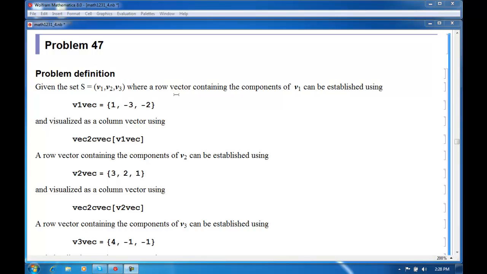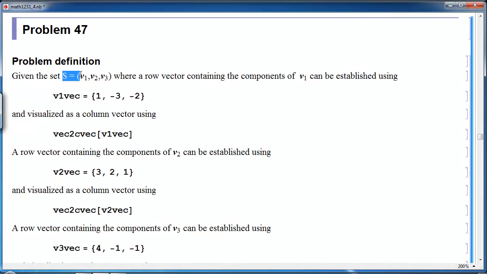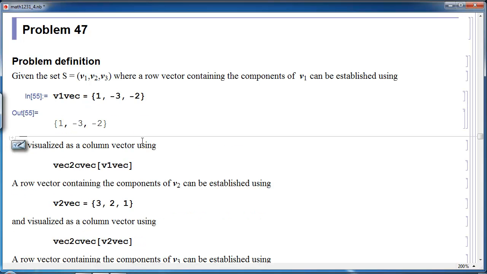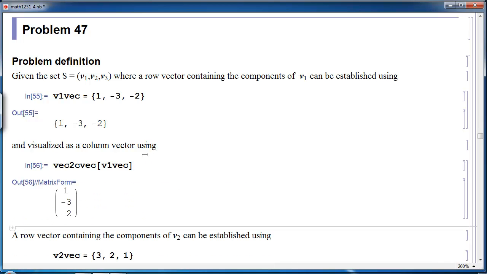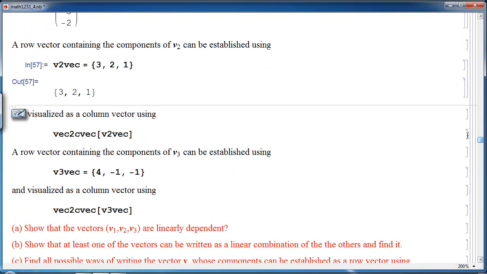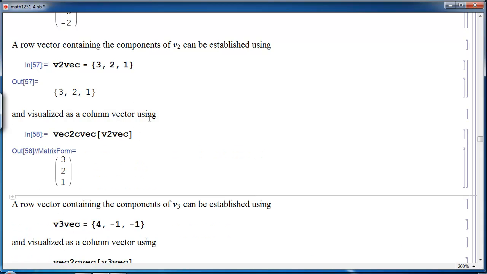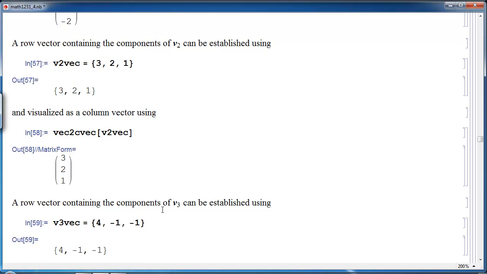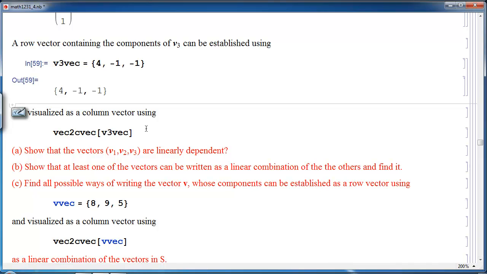Okay, let's get on to problem 47, and it's also about a set S of vectors, which we're going to establish now. So we enter the elements as a row vector and visualize it as a column vector. That's the first vector, and now we do the same with the second vector, and look at that as a column matrix. And then we do the third vector and visualize that using this.